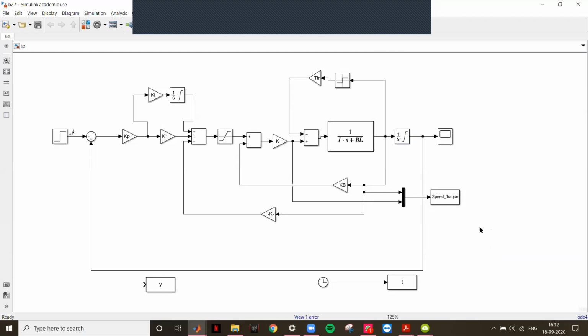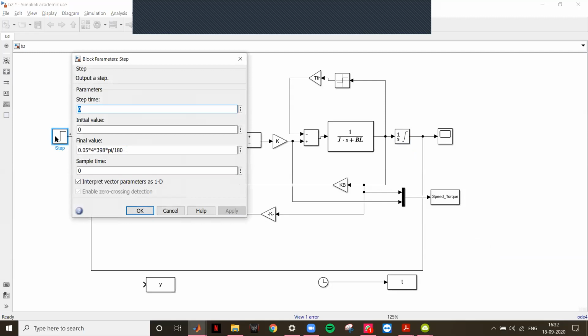Then that disturbance input is not there. No problem. That input you check it. Double click on that input. 0.5 into 4 into 398 into 5 by 190. That is 5%. Okay.